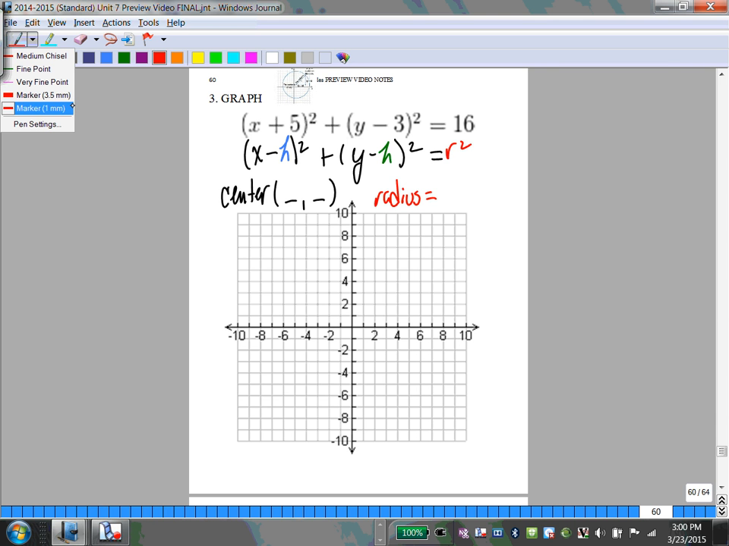So Katie, what's your h? Bingo. Our h, since we swapped the sign, is negative 5, and our k is? 3. And then if r squared is 16, our radius is? 4. All right, I love graphing circles.